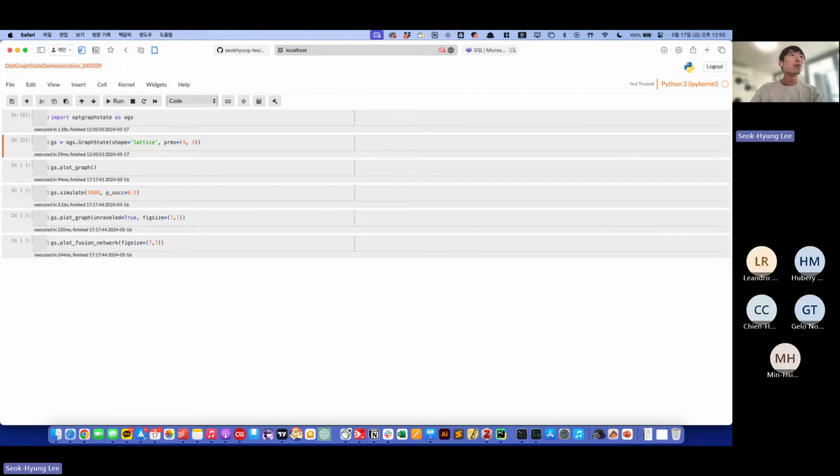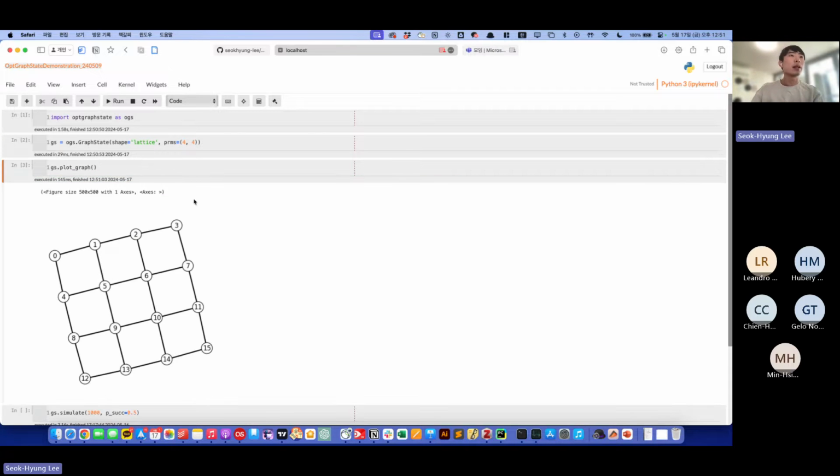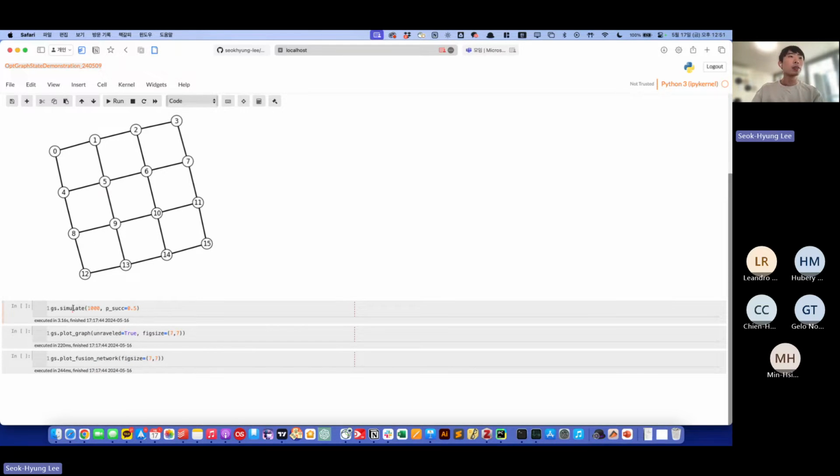We are now considering the lattice graph state with parameter 4x4, which means that you can draw the graph state like this using this command. So it is just this 2D lattice graph state with 4x4. And then we can simply implement that strategy by using this line of code, where we consider 1,000 trials, 1,000 samples, to find the optimal strategy, with a fusion success rate of 50%.